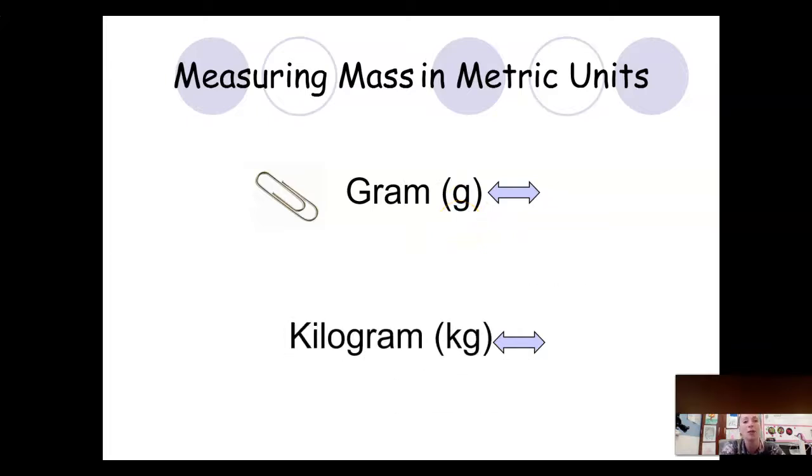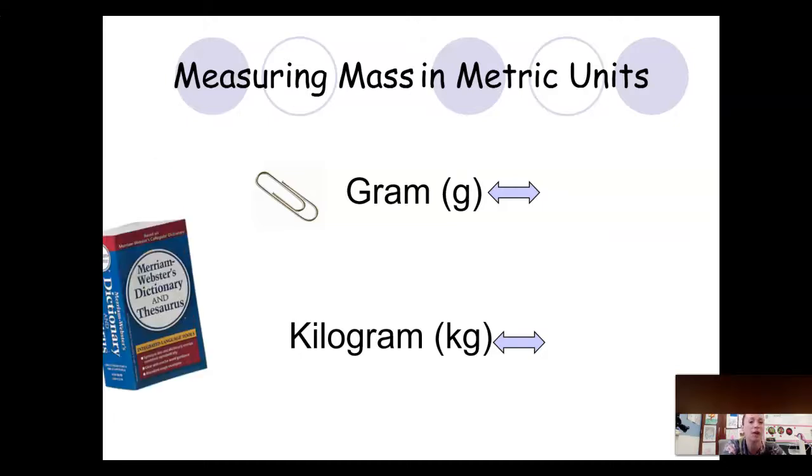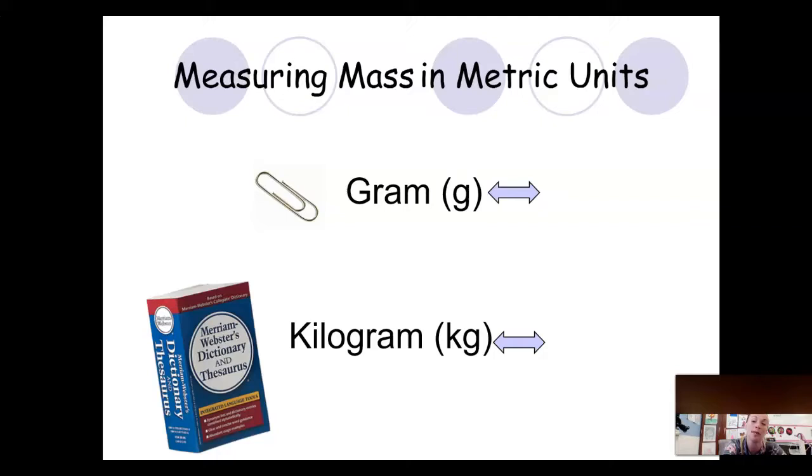Grams are also measured with kilograms. Kilograms are a much bigger measurement of weight. A kilogram can be written kg for its abbreviation. A kilogram weighs as much as a book. So a gram weighs as much as a paper clip. A kilogram weighs as much as a book.